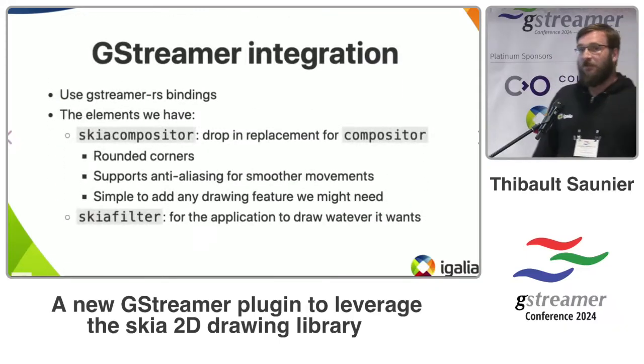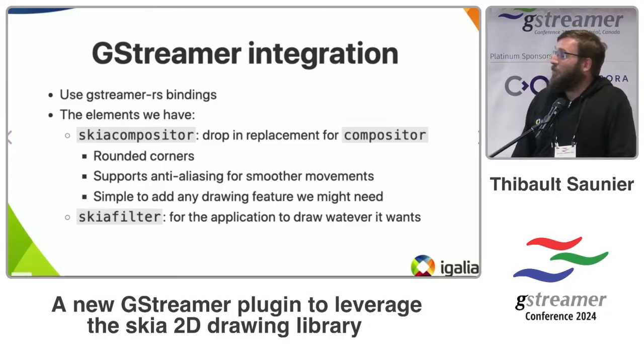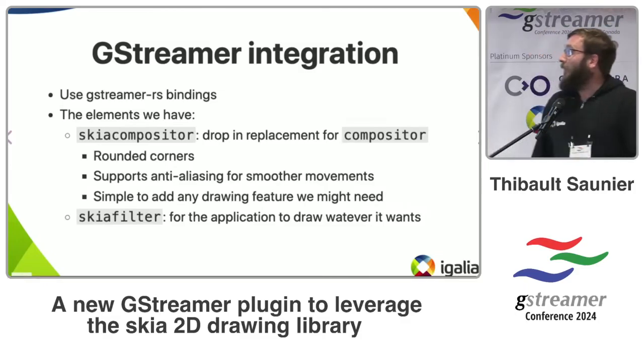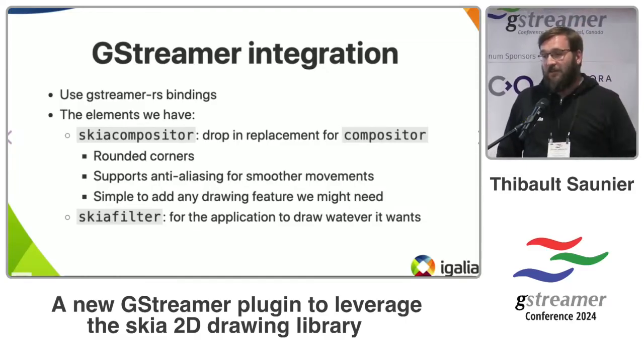In terms of GStreamer integration, we use the GStreamer RS bindings, obviously, and we have a few elements that we have built on top of Skia. So we have a Skia compositor, which is a drop-in replacement for the compositor. The advantage of it is that you often have to draw many things in your pipeline, and you can have all the drawing done in Skia, and in terms of performance, it's very similar to what we have in the compositor. But the good thing is that it's so much simpler than what we have in the compositor.